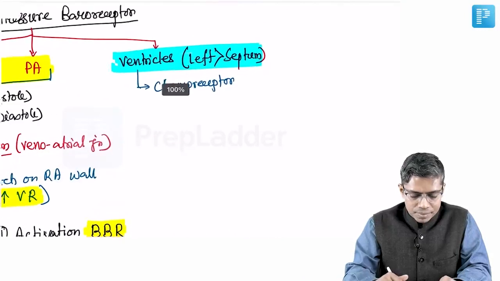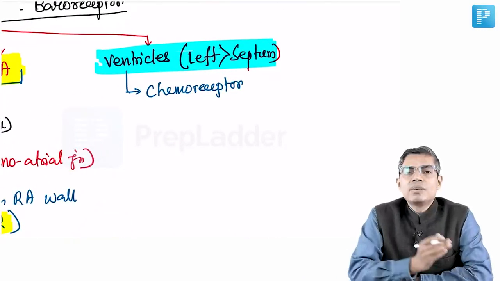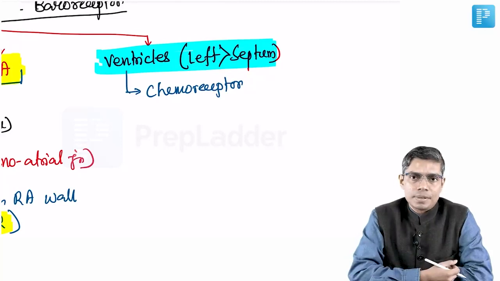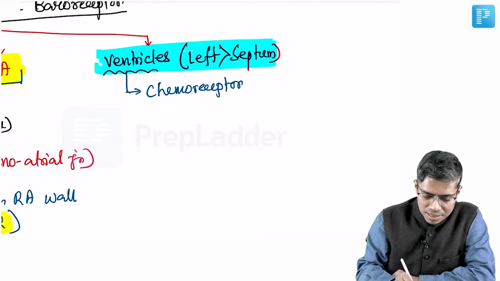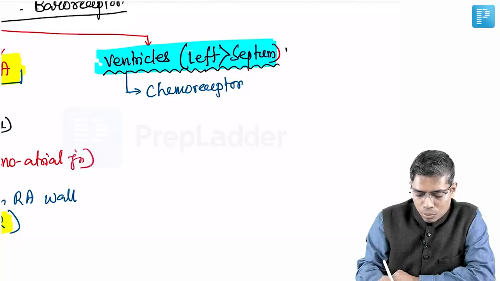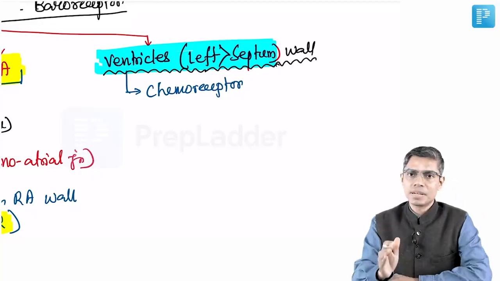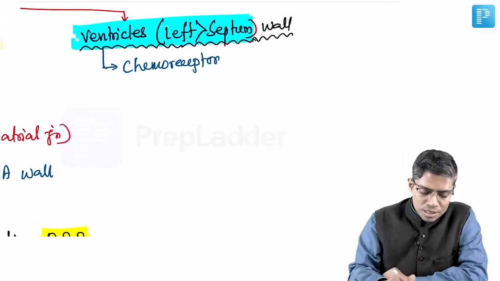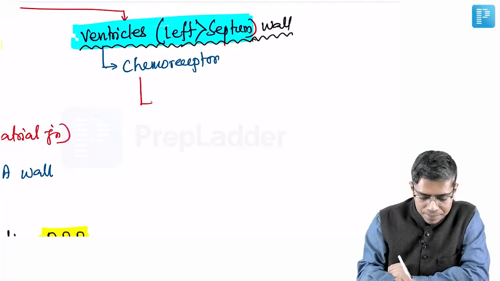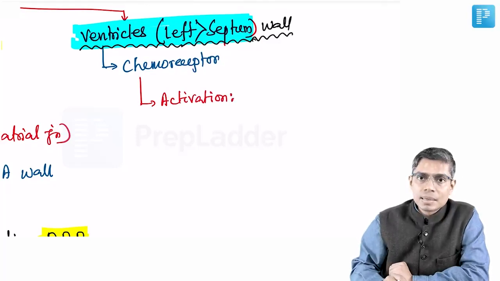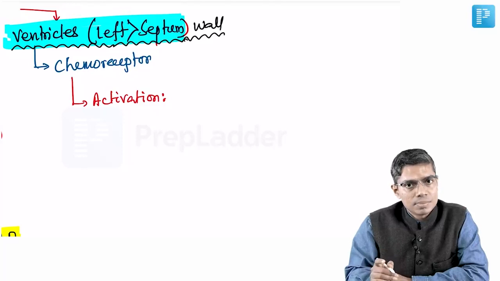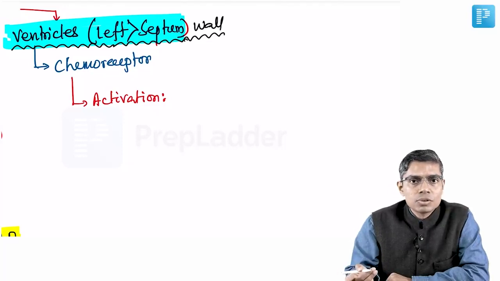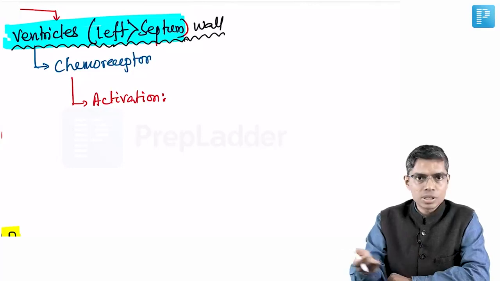Now look here. I told you already that the ventricular wall also contains certain receptors, and those receptors are basically chemoreceptors, located in the wall of the ventricle, mainly the left ventricular wall and septum. Chemoreceptor means it will be activated in the presence of a chemical. So remember, activation of this ventricular chemoreceptor can be done by the presence of certain chemicals in the coronary arteries, because the coronary artery perfuses the ventricular wall. So the chemical will go to the ventricular muscle through the coronary arteries.